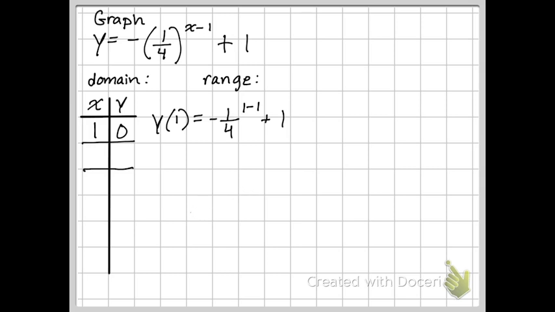What's the next convenient value that you might see? Can you see something that would be convenient to evaluate? How about y of 2? And then that's going to give me negative 1/4 to the first power. You see that? When I plug in a 2 here, I'm going to have 2 minus 1 is 1. And then I've got the plus 1. So I've got negative 1/4 plus 1, which is 3/4. So the point is 2, 3/4. And that's all we need.